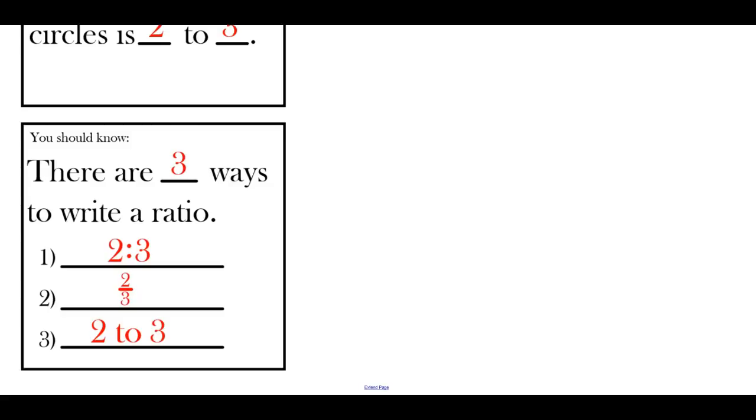The last one is, there are 3 ways that you can write a ratio. You can use a semicolon, you can put it as a fraction, or you can use the word to. And again, the first word in your sentence for that is going to go first. Your second word in your sentence is going to go second.